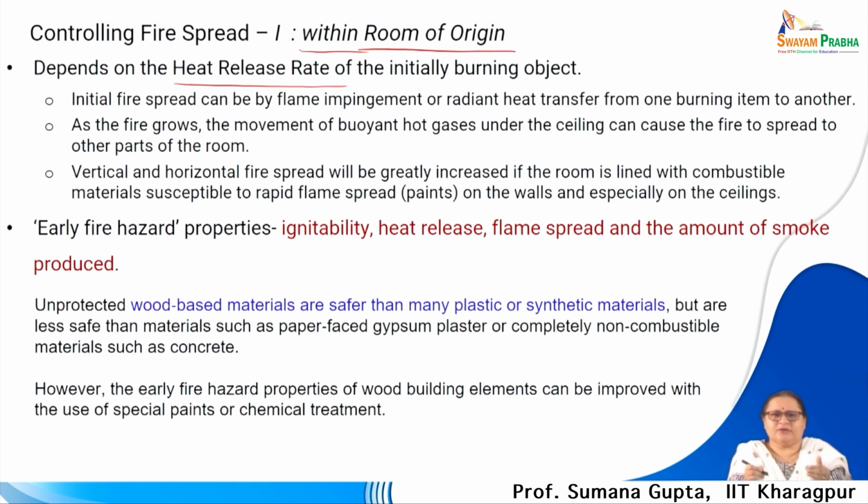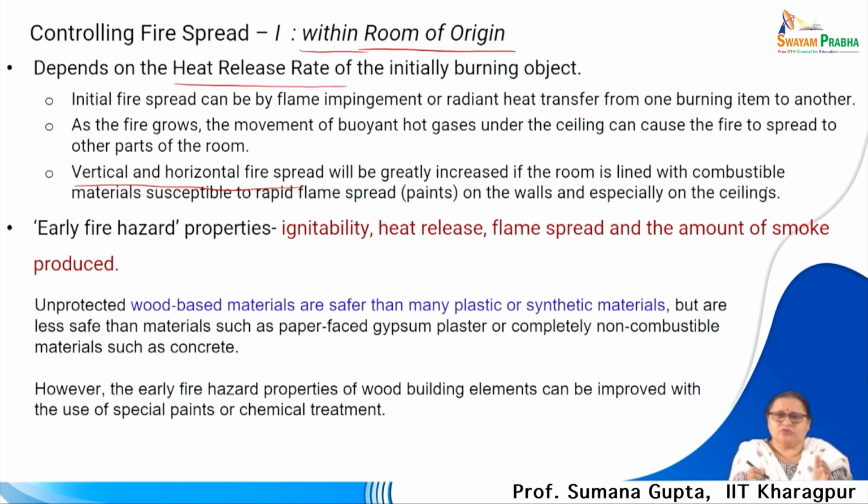But then we need to look into whether there are vertical and horizontal possibilities of this fire spread, because if the fire leaks out from one room or one compartment through the vertical or the horizontal spaces, that is either the corridors or the staircases, then the control will be difficult. It will spread from one level to another level.